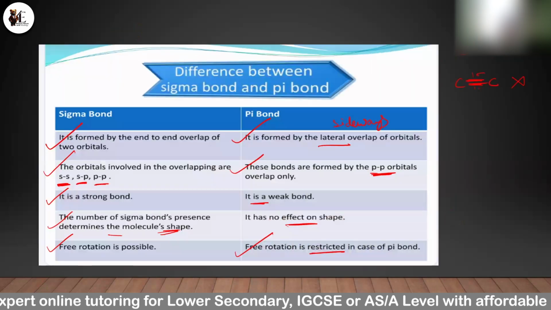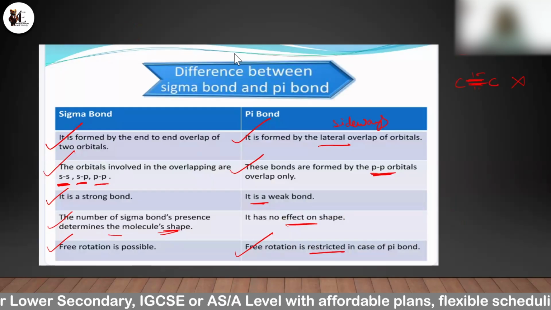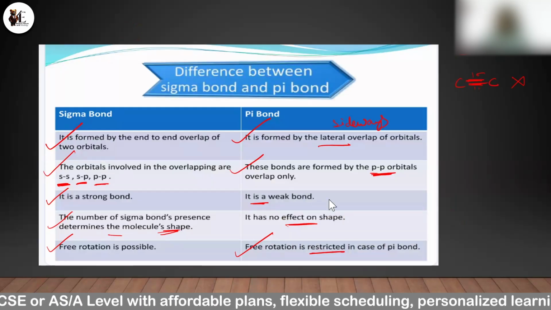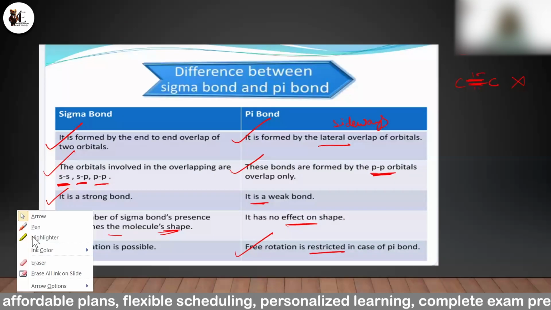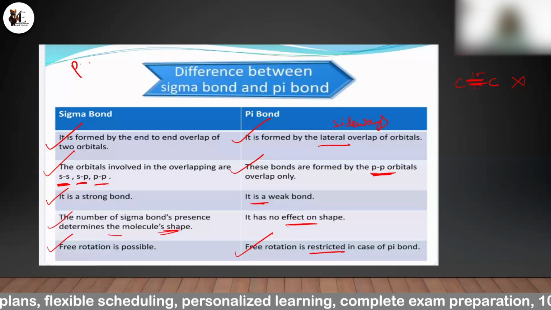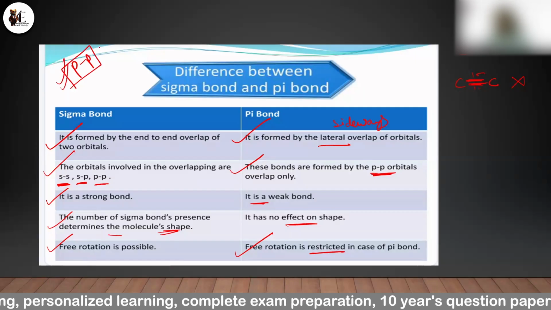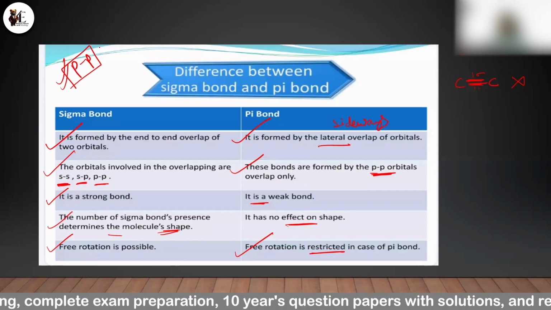Okay, now write down the difference between sigma bond and pi bond. This is a very important question. Students generally make this mistake that p-p orbital overlapping is pi bond. But no, not always. If p-p orbitals overlap sideways, then it is called a pi bond. But if they overlap head-on, then it is called a sigma bond.